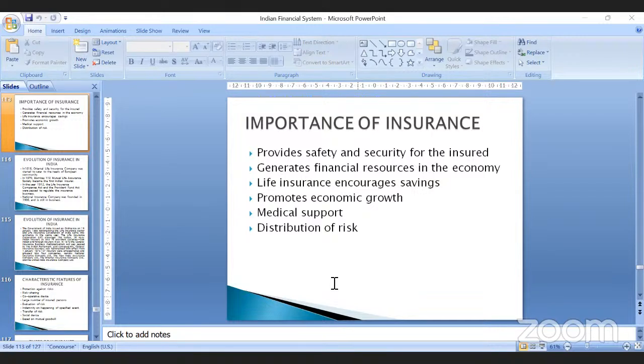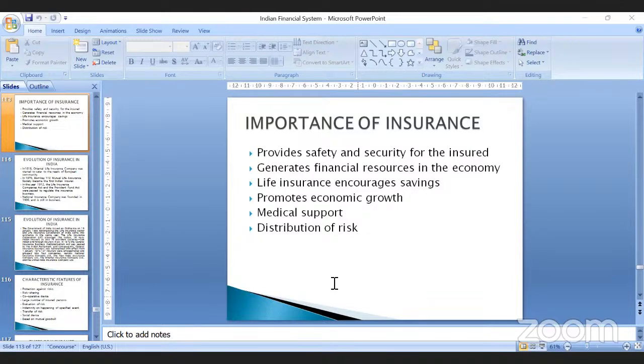Not only that, it generates financial resources for the economy. See, I told you, you can use it as an investment option. So insurance companies collect premiums from the insured and invest them in government bonds or government securities, right? These funds will be used for the industrial development of the country, which helps in generating more funds, which helps in the economic development of the country. Not only that, it also promotes something called economic growth. Insurance has a great impact on the economic development of a country, right? Insurance helps in a country's economic development.